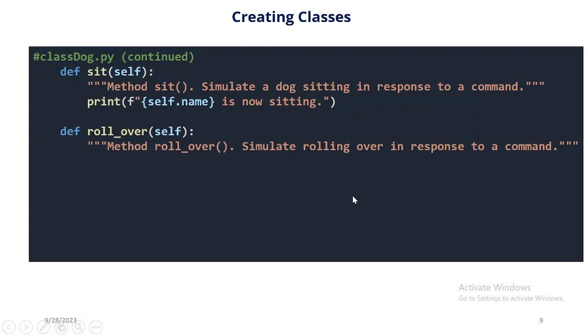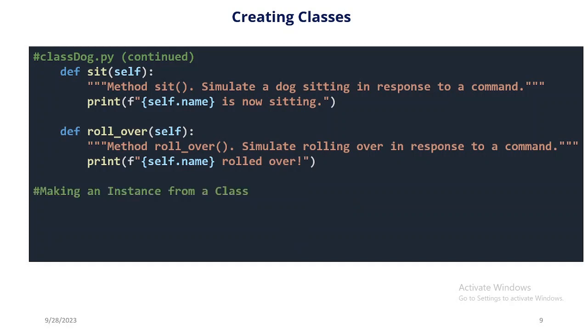Dogs generally roll over. That is another characteristic of dogs. So we define another method called rollover. And we just say self.name rolled over.